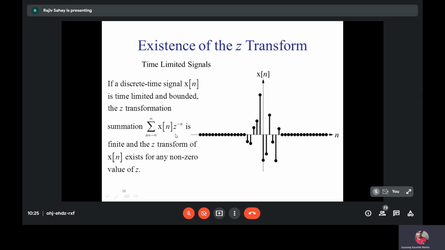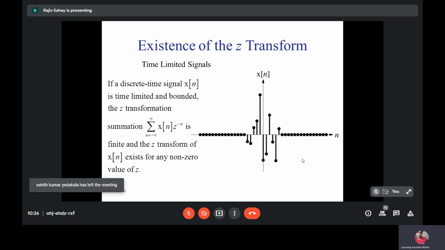So we have this infinite series, and this infinite series is supposed to converge. For time limited and bounded signals, something like this shown on the right hand side, the signal is 0 below some threshold on the negative axis, and above some threshold it is again 0 on the positive axis. So this is a time limited signal, and the amplitude of the samples is bounded. That means it is not an infinite amplitude signal.